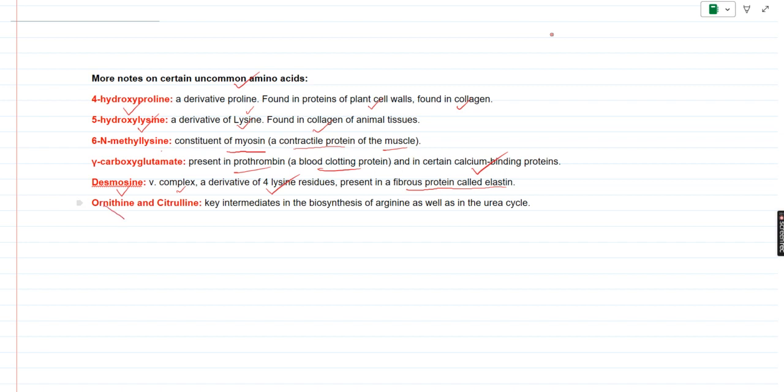There are another two important amino acids, called ornithine and citrulline. They don't generally exist as separate amino acids because they are key intermediates in the biosynthesis of arginine, and they play a crucial role in the urea cycle. I will be discussing a lot of important notes on ornithine and citrulline when I talk about the biosynthesis of amino acids as well as the urea cycle. So, stay tuned for more videos.